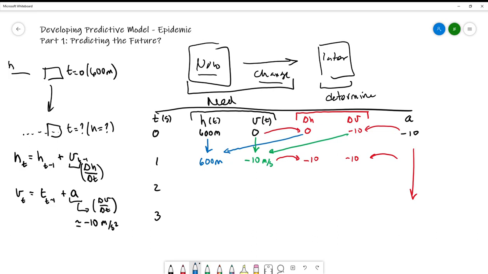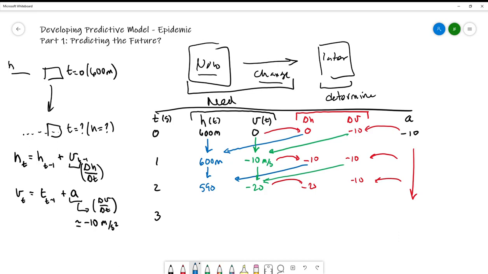So if we go for the next time step in the height, this is going to decrease by 10 because the velocity at time 1 is minus 10. So this goes to 590. The velocity itself becomes minus 20 because the old velocity was minus 10 and it changes by another minus 10. So the change in height then at time equals 2 is minus 20. The acceleration is still constant, so that's minus 10, and we can go down to time step 3.